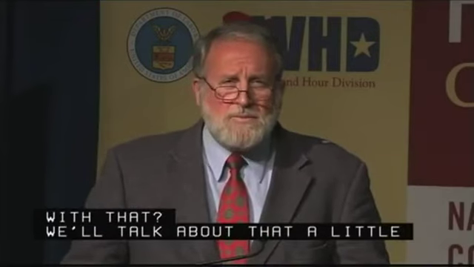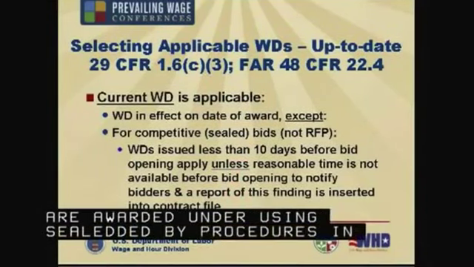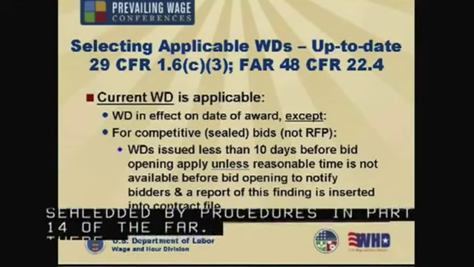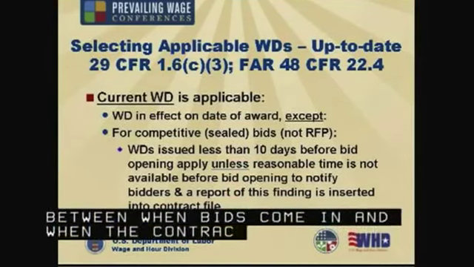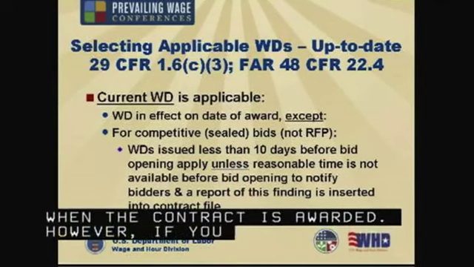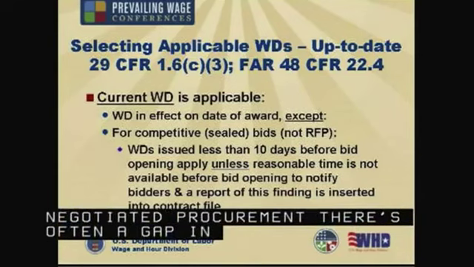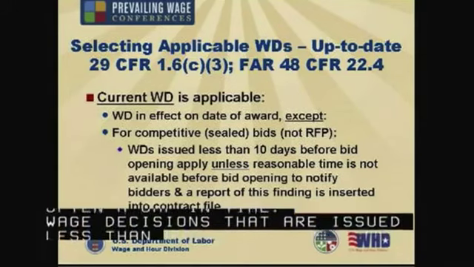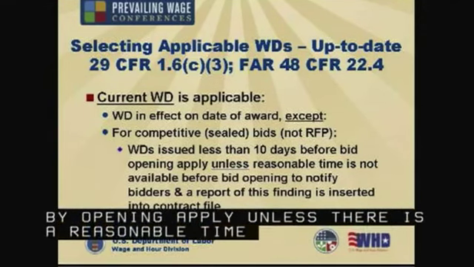Typically, construction projects are awarded using sealed bid procedures in Part 14 of the FAR. There's not as much of a gap between when the bids come in and when the contract is awarded. However, if you're using Part 15 for a negotiated procurement, there's often a gap in time. Wage decisions that are issued less than 10 days before the bid opening apply unless there is a reasonable time available to notify the bidders.